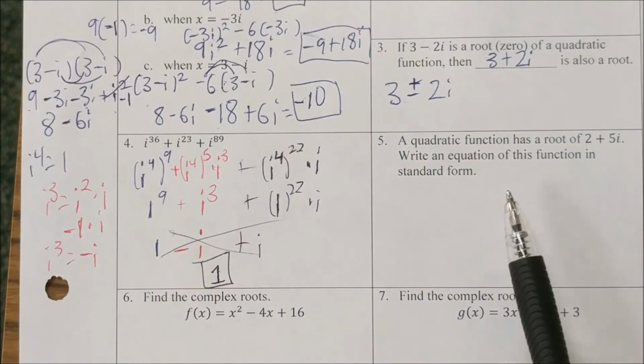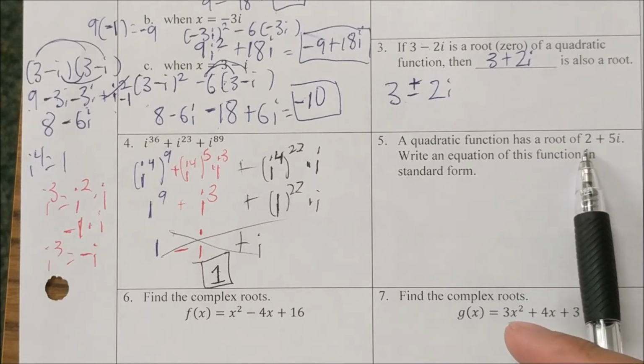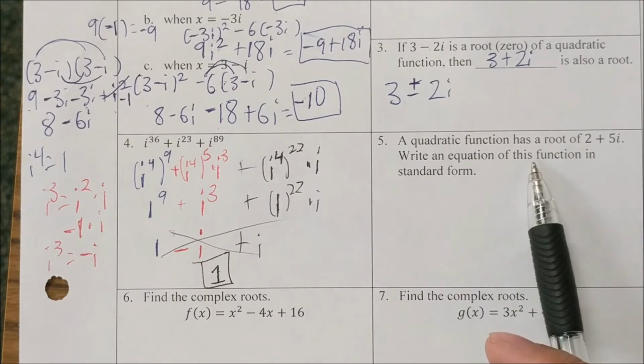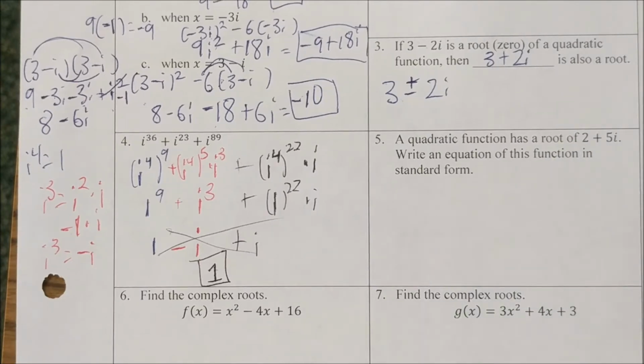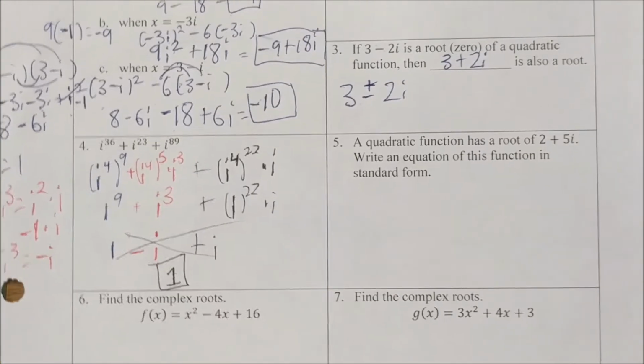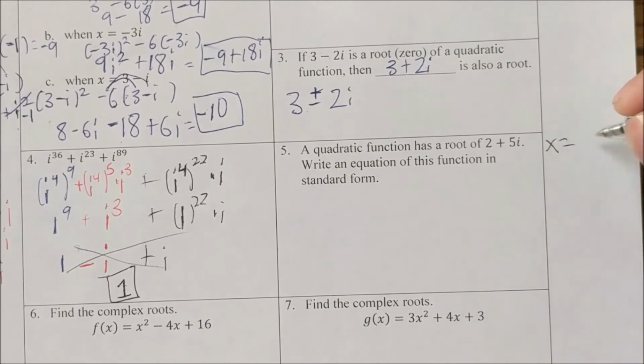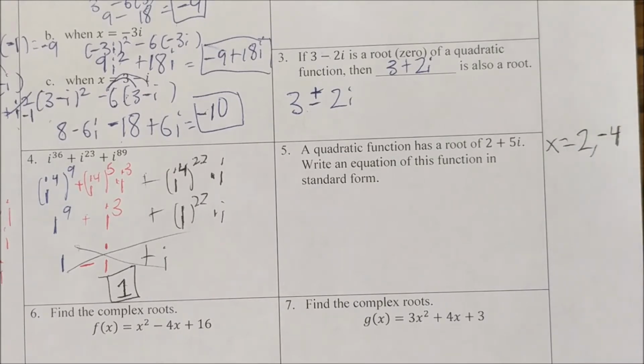Okay, so this one's new. So if the root is 2 plus 5i, what is the equation of the function? Well, it might be helpful to think of a simpler situation. So let's pretend the roots are x equals 2 and negative 4.